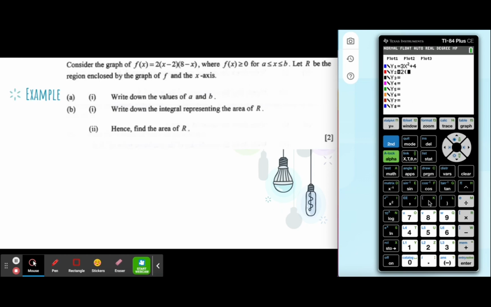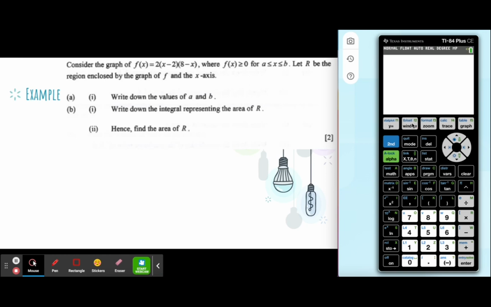So I have 2x minus 2, close the brackets, open the second brackets, 8 minus x, close the brackets. I'm going to go and graph it and see what it looks like. Okay, I'm going to change my window setting. Maybe the window standard is good enough, so I'm going to choose the zoom option 6.